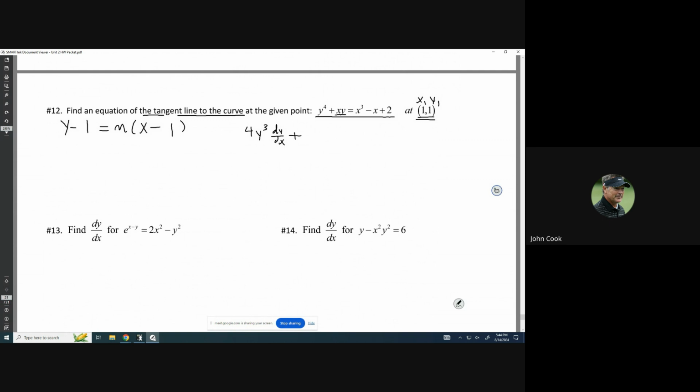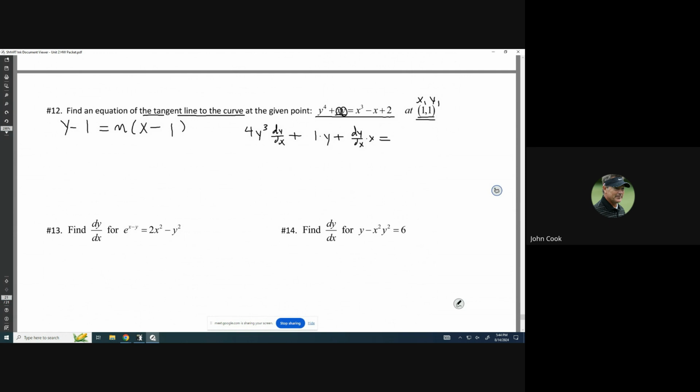Plus, and then we've got an x and a y. I treat those as separate functions. So this is going to be product rule. So I take the derivative of x first. The derivative of x is just regular old 1. So 1 times y plus. And then I take the derivative of the other thing. The derivative of y is dy dx, 1 dy dx to be specific. And then I multiply that by the other function, x.